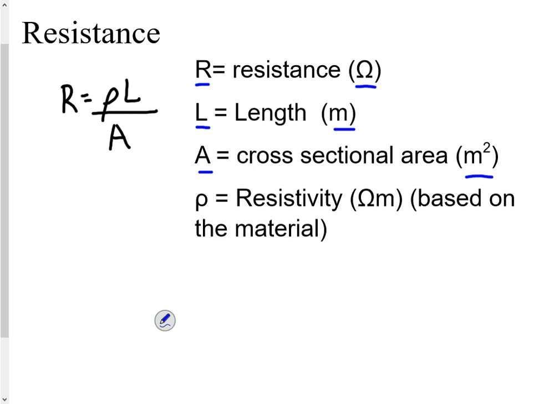And then rho, which is that little funny looking P thing, is resistivity. It's in ohms times meters, and it's based on whatever material the wire is made out of. The table of resistivities is on page 4 of your reference table, and it has a few different resistivities of various materials. So find page 4 and find that table before we get started.